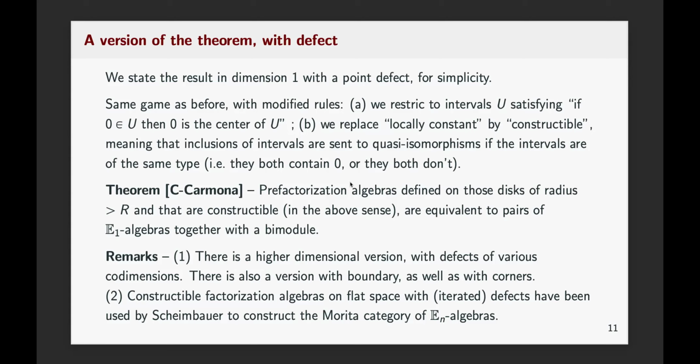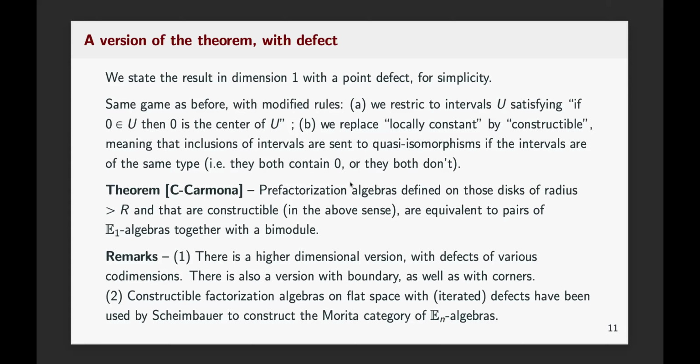And so there are 3 types of intervals: the ones which are at the left of the defects, the ones which are at the right, and the ones which contain the defects. For those which contain the point defect, we're going to assume that they are symmetric. So there are intervals of the type (-a, a). And so now we are going to define a prefactorization algebra on open subsets of that type.